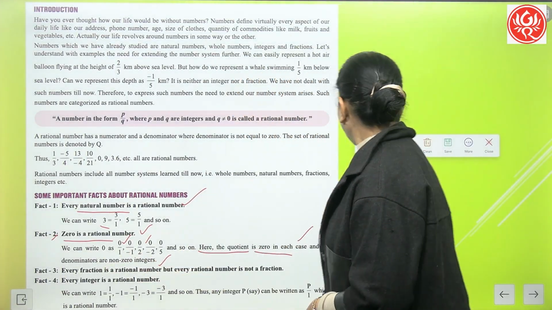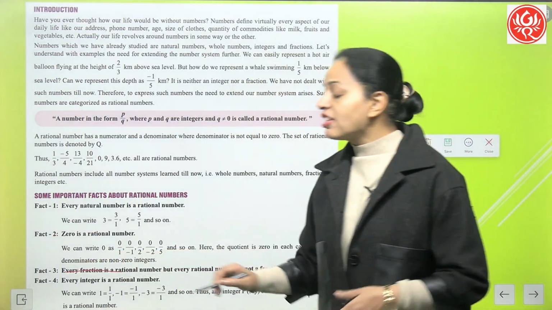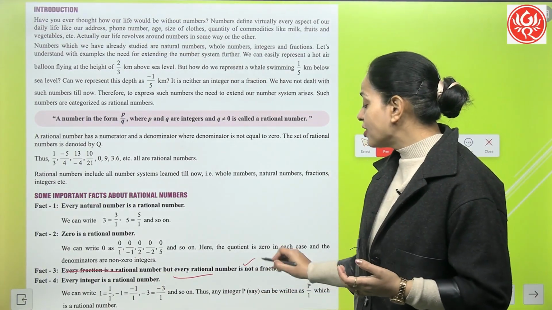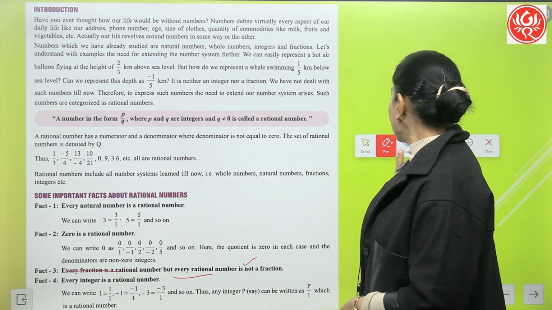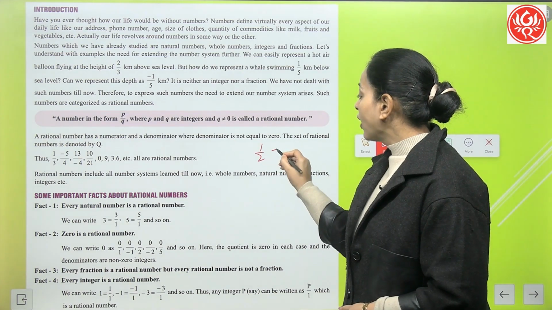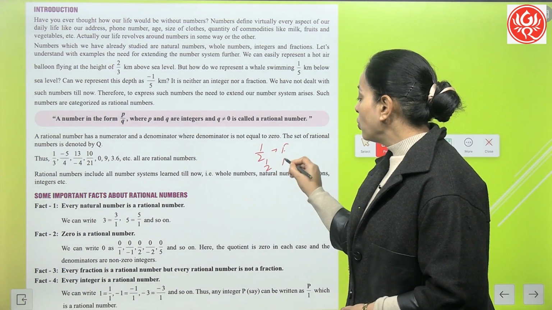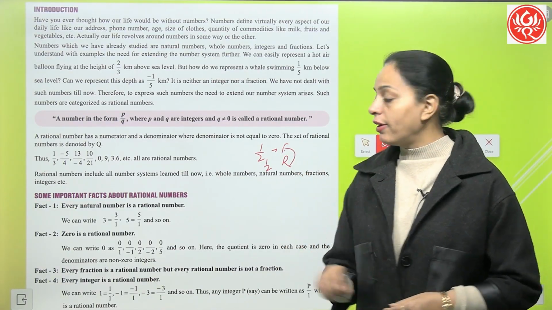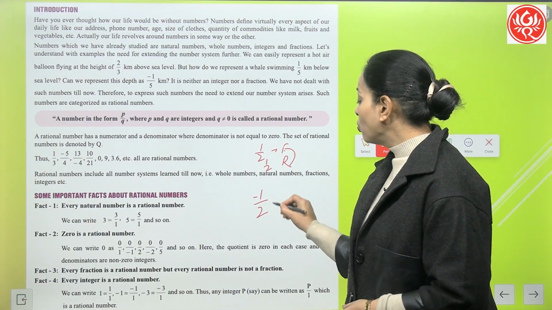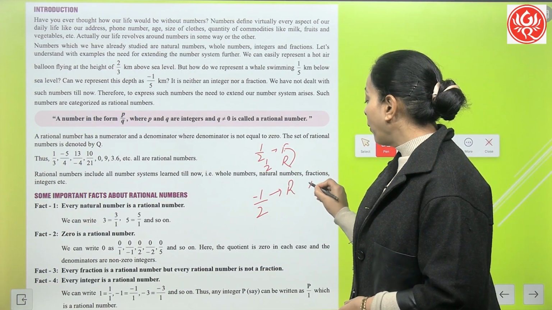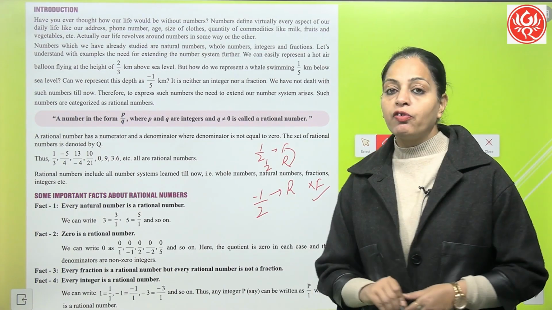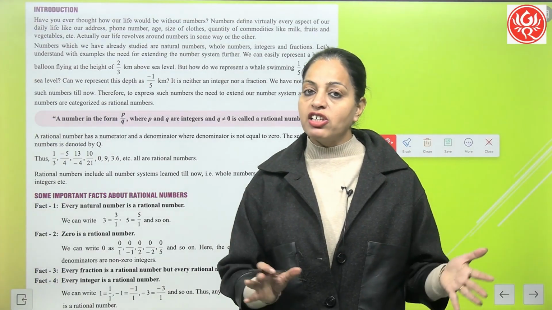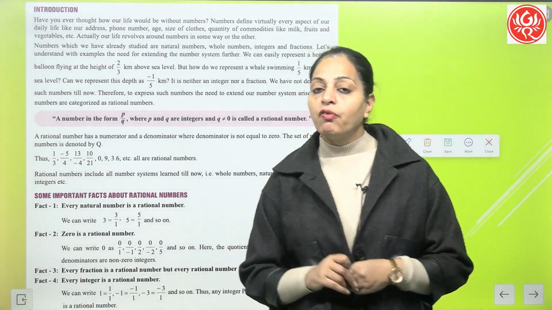Fine. Now fact 3. Every fraction is a rational number, but every rational number is not a fraction. See, 1 by 2 is a fraction and 1 by 2 is a rational number. So every fraction is a rational number. If I take minus 1 by 2, this is a rational number but not a fraction, right? So converse is not true. All rational numbers are not fractions.